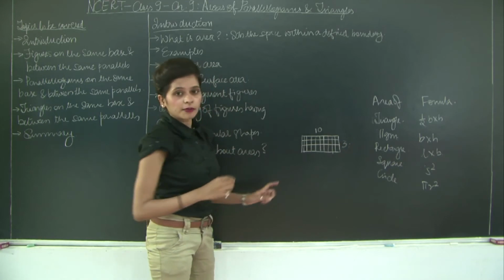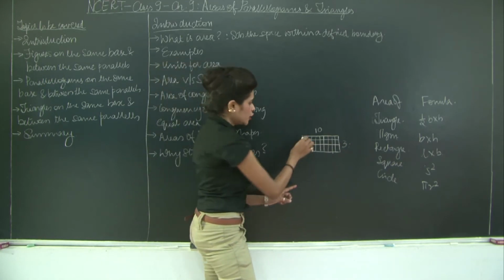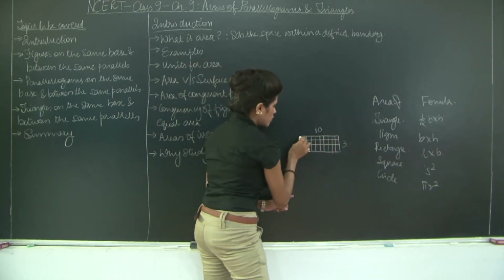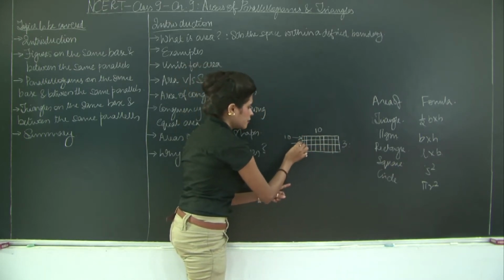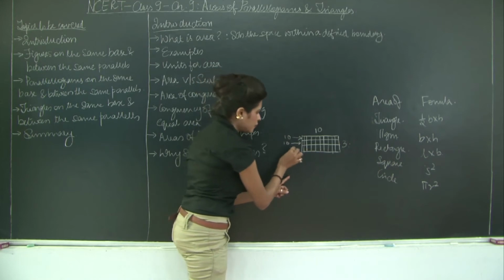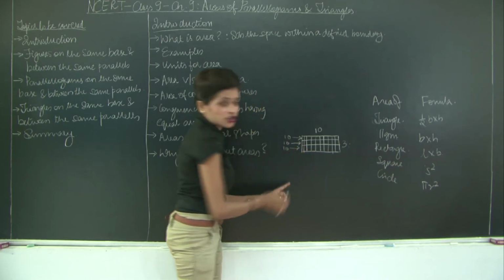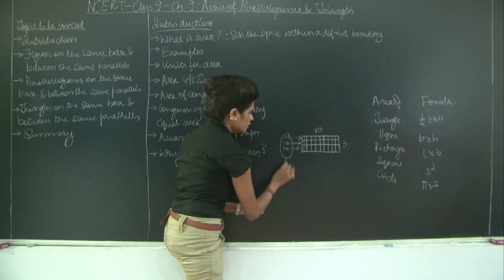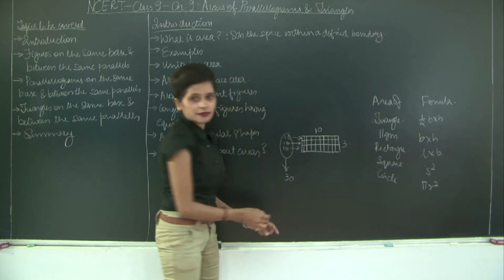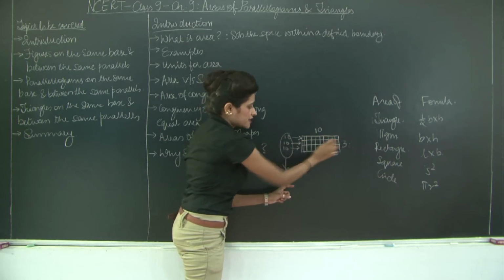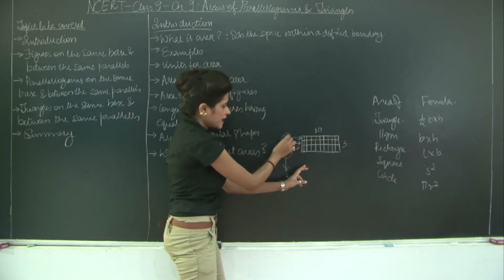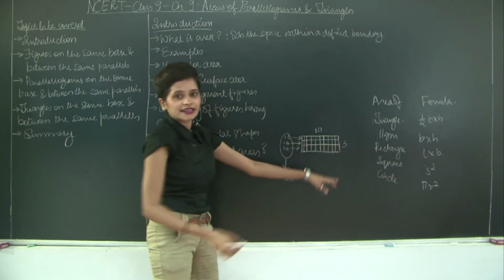So if you see how many boxes do we have, if you calculate, you have 10 boxes in each row. 10 boxes in the first row, 10 boxes in the second row and 10 boxes in the third row. So how many boxes in total? You have 30 boxes. So 10 into one row, 10 into the second row, 10 into the third row. So 10 is getting multiplied 3 times because that is the breadth.